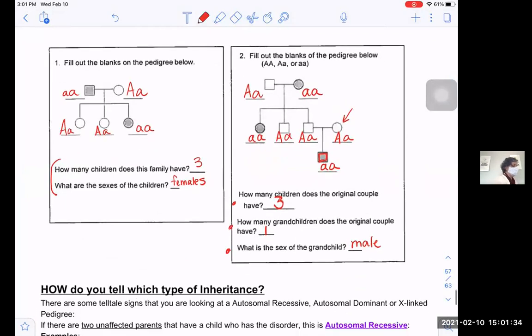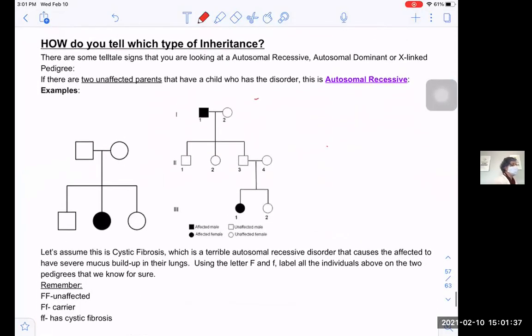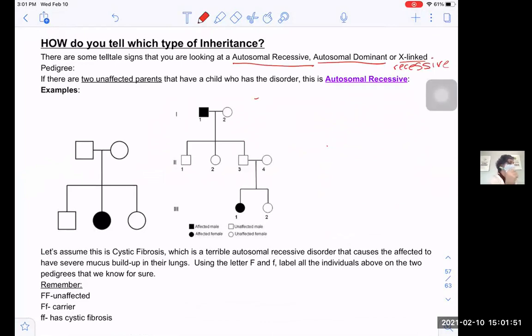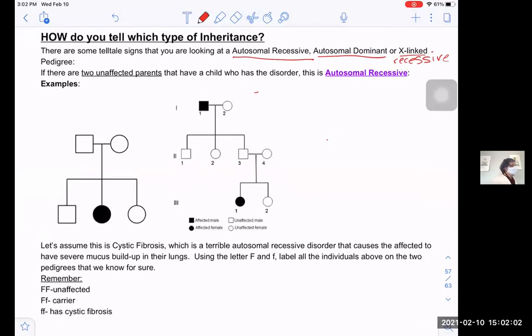All right, so like I had mentioned, you are going to need to determine between autosomal recessive, autosomal dominant, and X-linked recessive. So I want to go through an example of each of these. I just went through autosomal recessive with you for 3 pedigrees, so I'm going to do this one a little bit quicker. So the biggest thing is if there are 2 unaffected parents that have a child with the disorder, then you're looking at autosomal recessive. What I mean by that is 2 parents that are normal that have a child that has it. That is a clue that it's autosomal recessive.